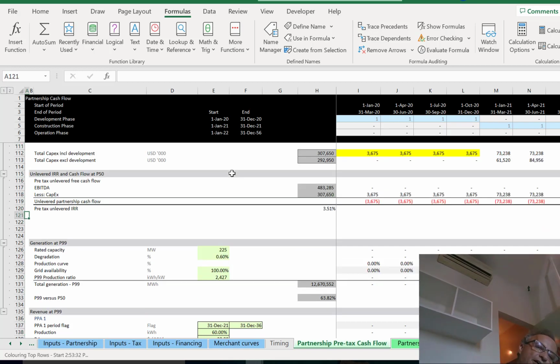Let me just stop for a minute. We're going to have in our model P50 and P99 cash flow, EBITDA. We're going to take away the taxes from that, and we have to have P50 and P99 because we have to compute the debt size and the debt sculpting at both P50 and P99, P99 1 year.